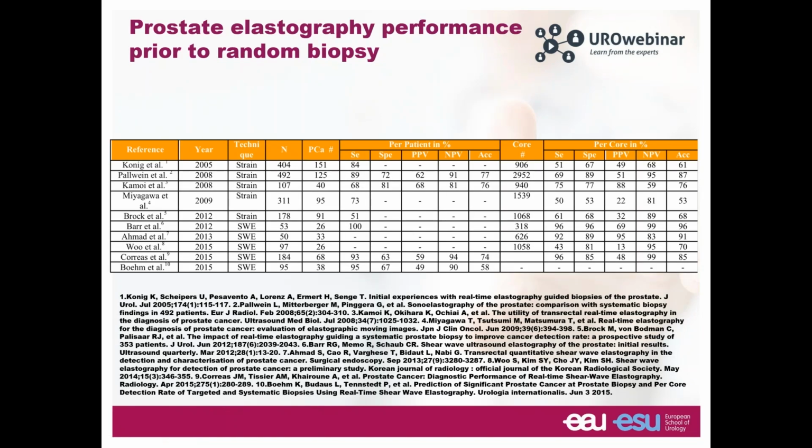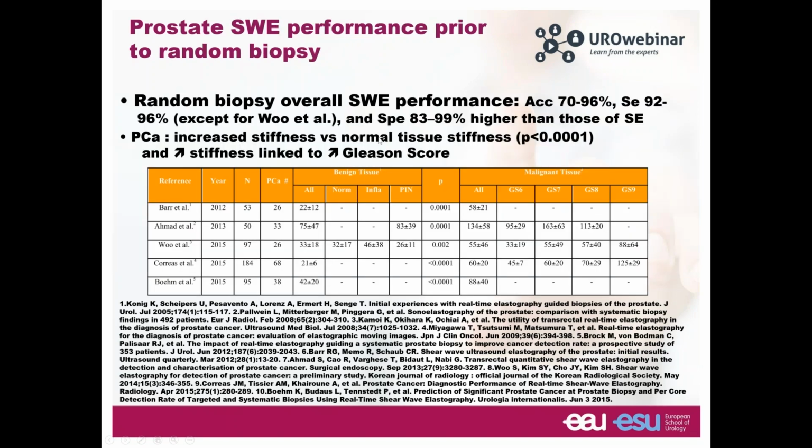Clearly, if you compare the performance of prostate elastography to random biopsy or even to radical prostatectomy, you'll see that this technique is strongly improving the detection of prostate cancer. And you see that for shear wave, in this case, the accuracy is above 70%, and sensitivity could be as high as 92%, except in a single study, with a specificity that remains pretty high. So this is very exciting, and this has become really part of our routine examination.